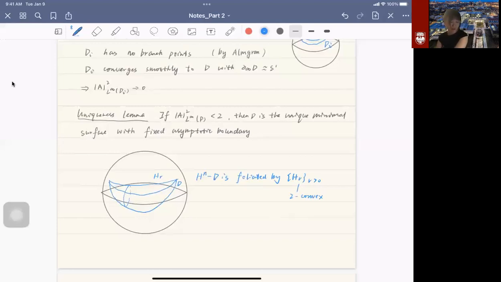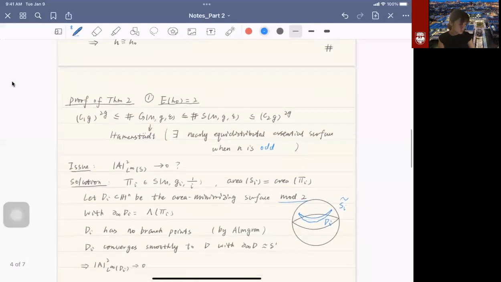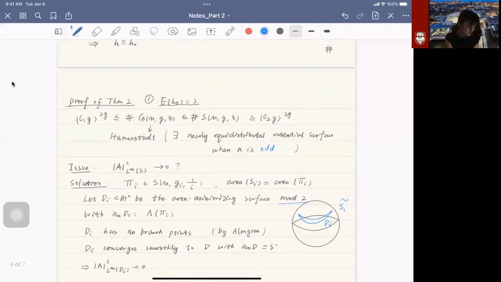So suppose there's another minimal surface asymptotic to the same boundary. It has mean curvature equal to 0, so it cannot be tangential to any of these H_R. Therefore, any other minimal surface must be identical to D. That's why it is unique. Okay, so we have finished this part, and repeating the same procedure, we can compute the minimal surface entropy.